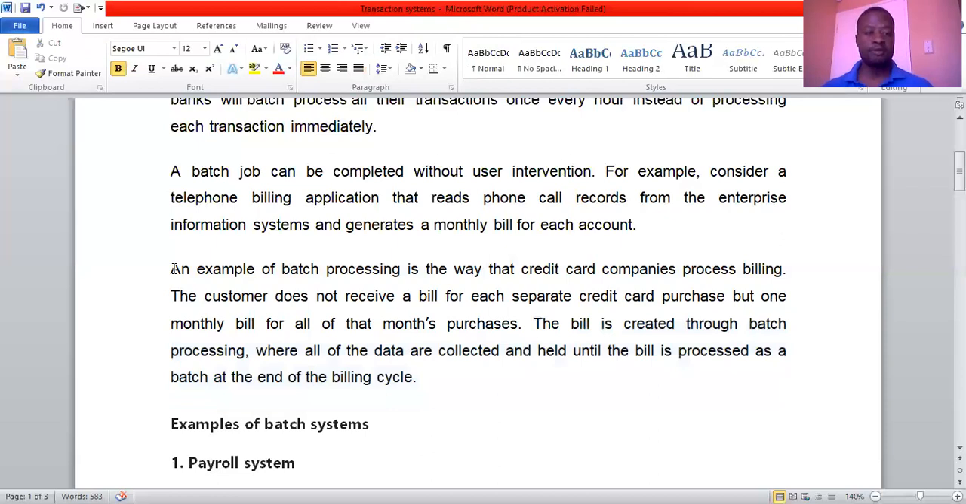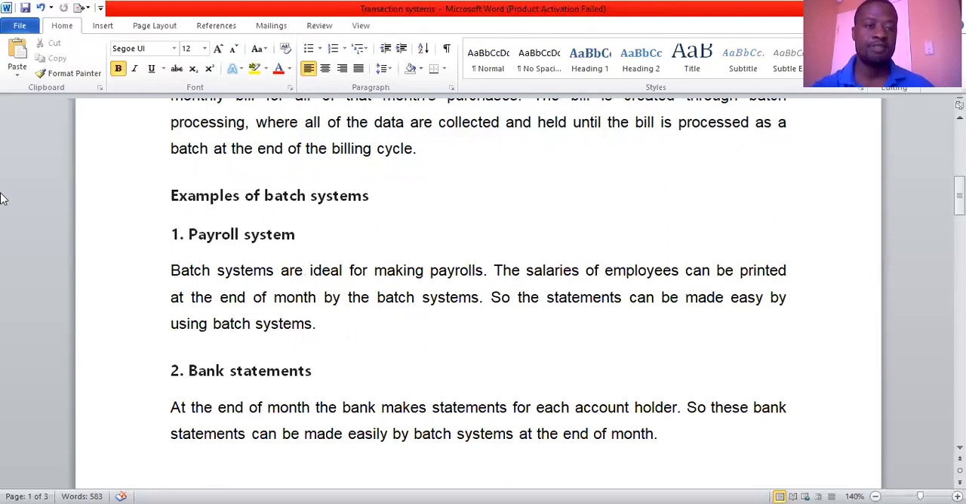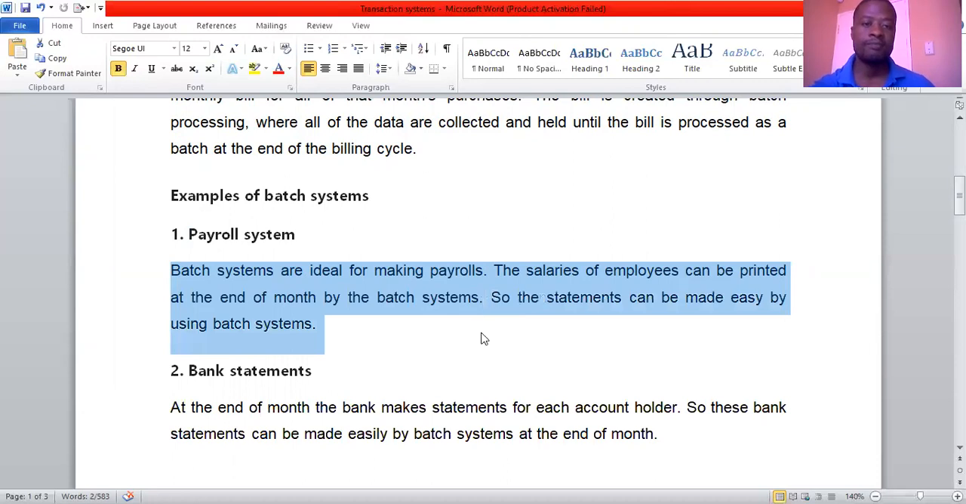So let's move on to examples. Let's look at a few examples of batch processing systems. The first one is the payroll system. Batch systems are ideal for making payrolls. The salaries of employees can be printed at the end of the month by the batch system. So the statements can be made easy by using batches. Here we're talking about the payroll system, the system that pays people at the end of the month.